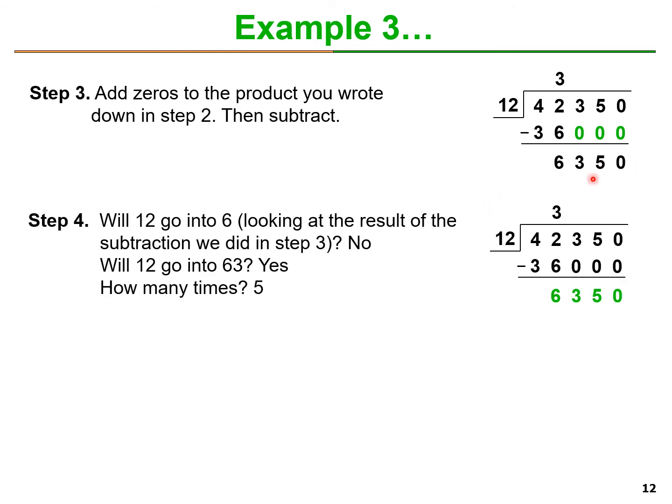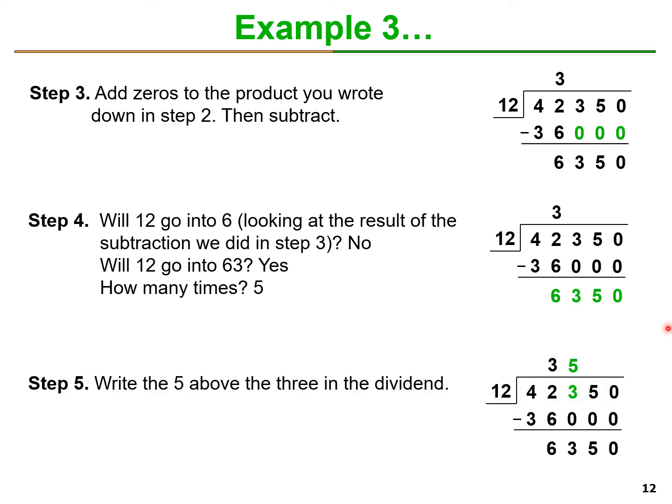Now, considering this number after the subtraction, will 12 go into 6? No. So we move over 1 digit. Will 12 go into 63? Yes. How many times? Well, 12 times 5 is 60, so 12 will go into 63 5 times without being over.